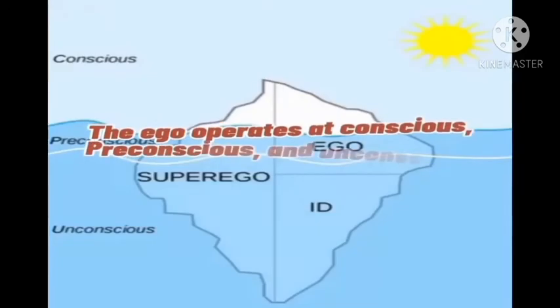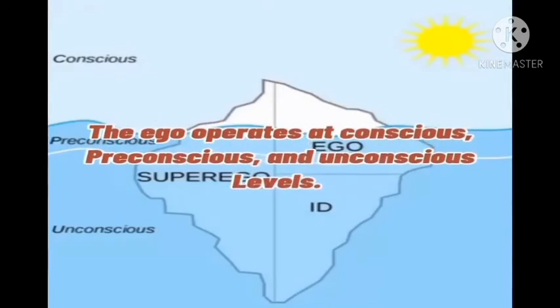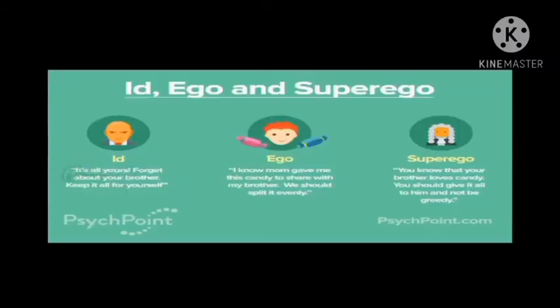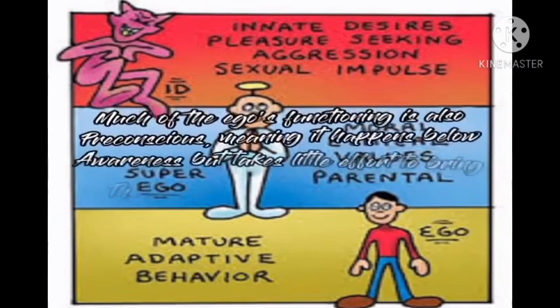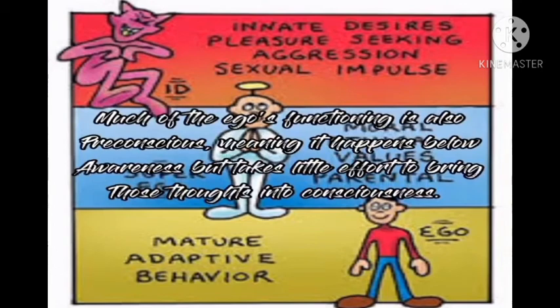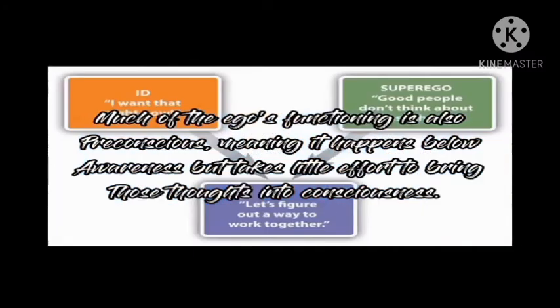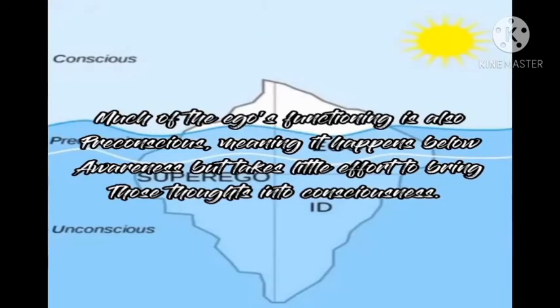The ego operates at conscious, preconscious, and unconscious levels. However, it may also keep forbidden desires hidden by unconsciously repressing them. Much of the ego's functioning is also preconscious, meaning it happens below awareness but takes little effort to bring those thoughts into consciousness.